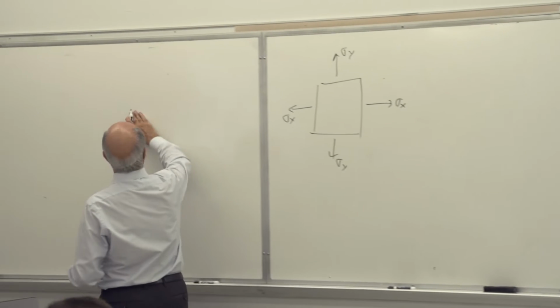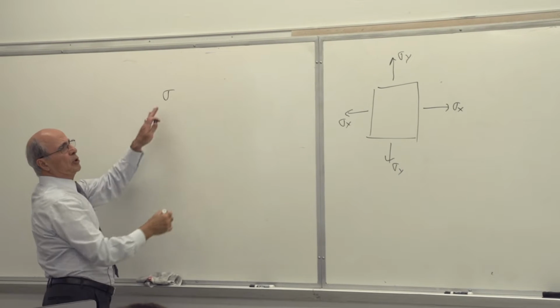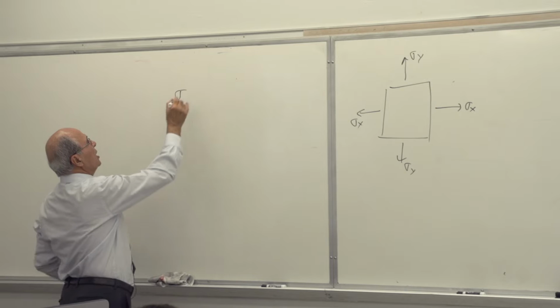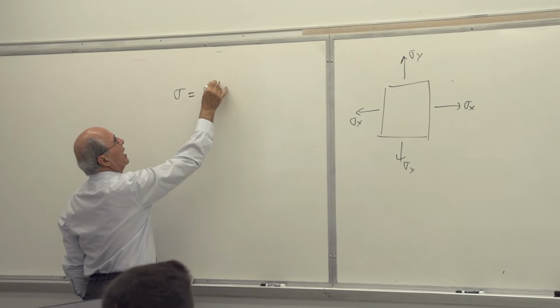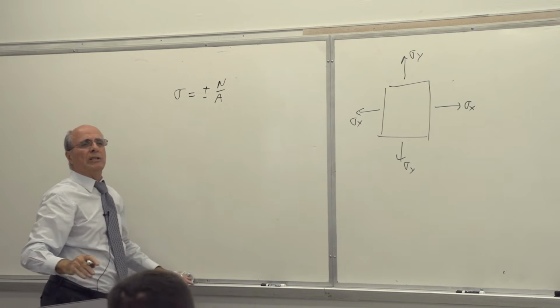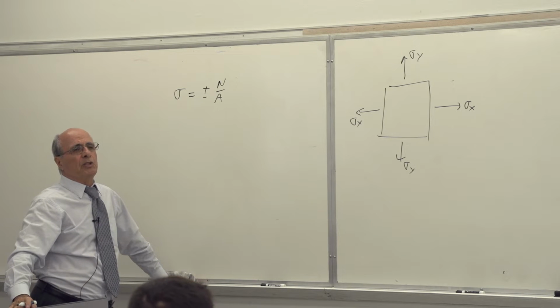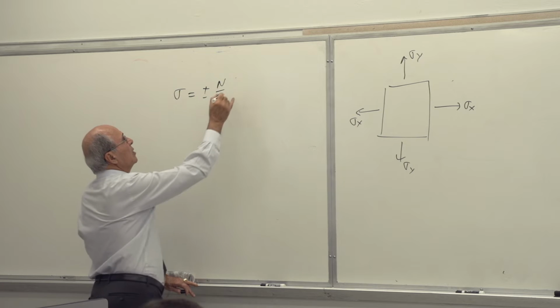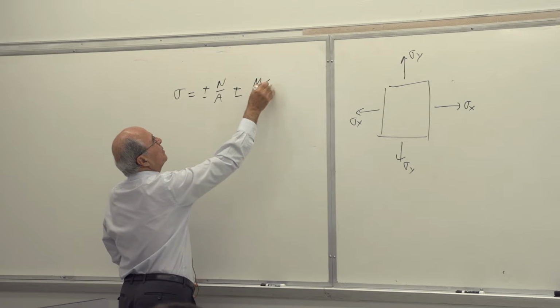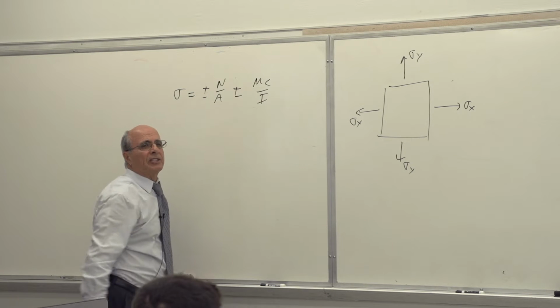It is in your handout. You should remember that one. The sigma, any sigma, that's why I don't put X or Y here. Any sigma is either plus or minus N over A. I put N over A for you so that you do not make a mistake there with the P. Is that correct? Normal force, which should be at the centroid of the cross section, or plus or minus MC over I, which is the bending action, correct?